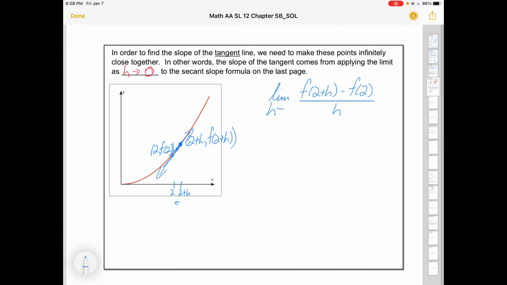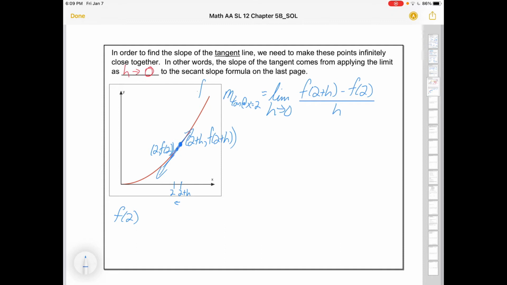The limit as h goes to 0. That's going to give us the slope of the tangent at x equals 2. There we go. That's really all there is to it for finding a tangent slope. Now I have to go off to the side and do a little bit of work. I have to figure out what f of 2 is.